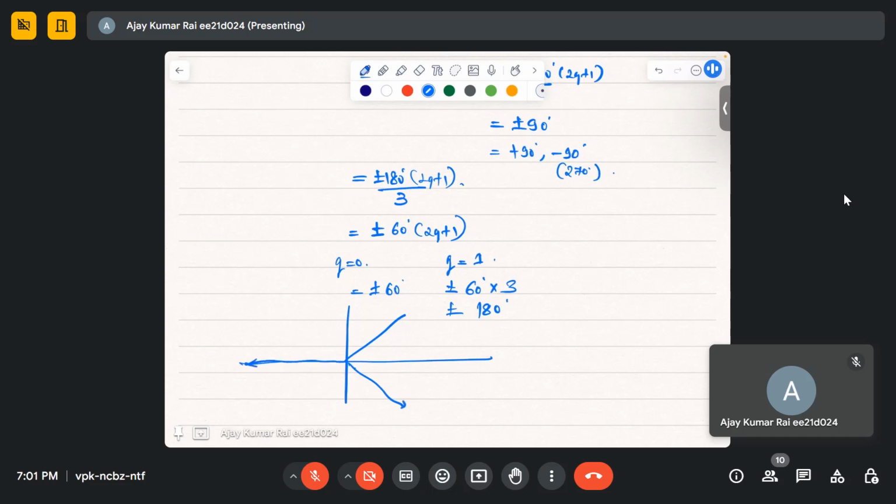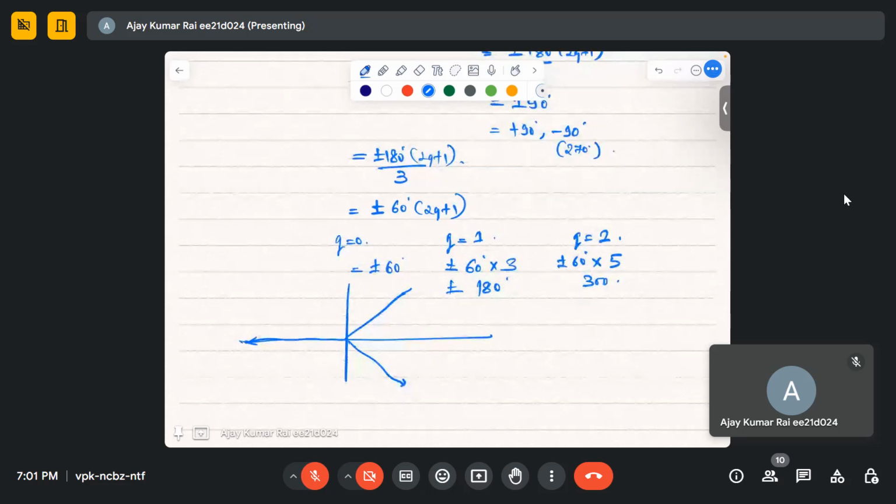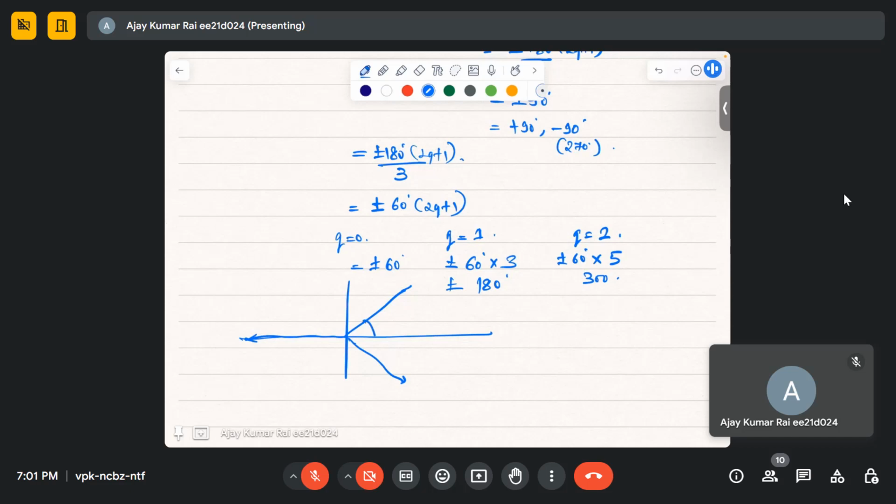If you put q equal to 2 again, you'll get multiples of these. Just check it: 60 into 5 is 300, and 300 is again the same as minus 60. So you got three asymptotes: 60, minus 60, and 180, plus 180 or minus 180, whichever you write. If you put q equal to 2, you will get plus minus 300, so the same angles will repeat.